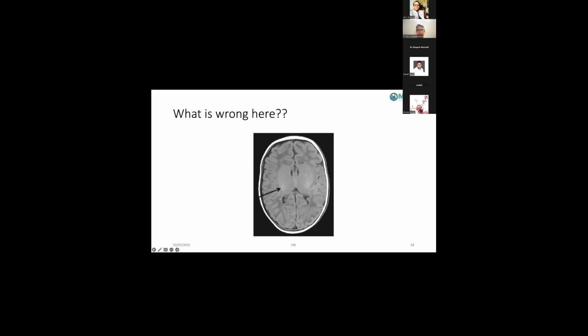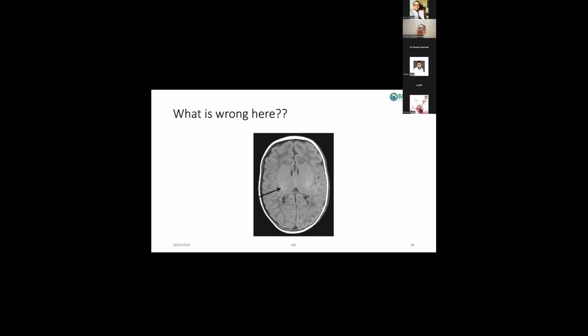Bilaterally, you can see that the areas of basal ganglia and thalamus are more echogenic. Ideally it should have been the PLIC, but it's not the PLIC, it's the basal ganglia and thalamus areas which are more echogenic. Yeah, excellent, that's what it is. And to be honest with you, this is not a case of HIE, but a case of conditions which masquerade as an HIE.